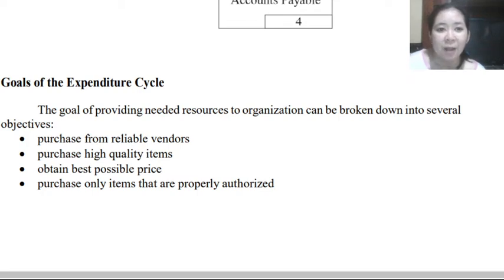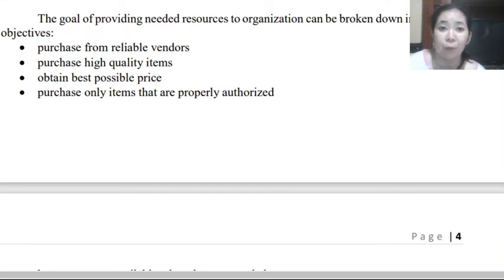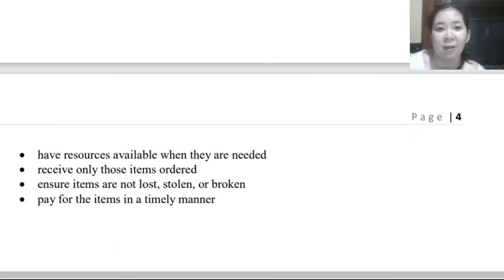Okay. Another objective is to purchase high quality items. Another is to obtain the best possible price and to purchase only items that are properly authorized. This is to avoid manipulation and fraud, of course, of buying other items which were not requested. So these are the common goals of providing the needed resources to the organization under the expenditure cycle.